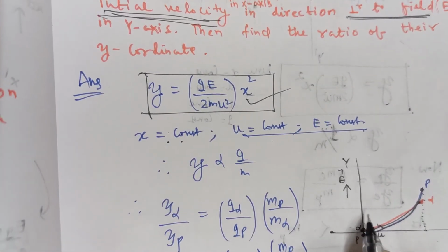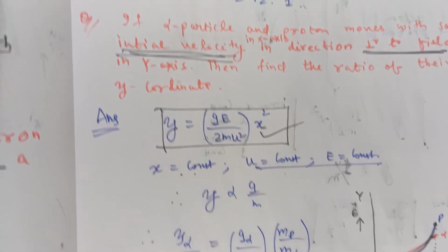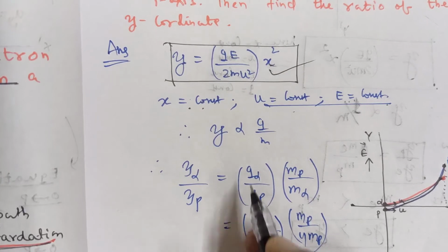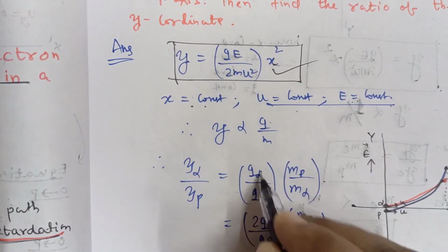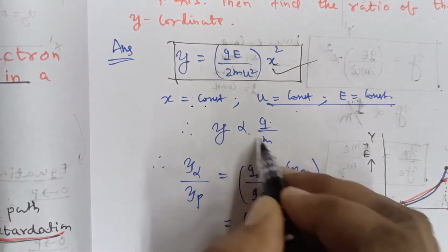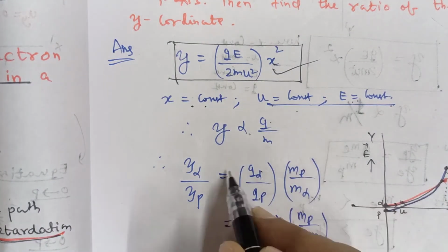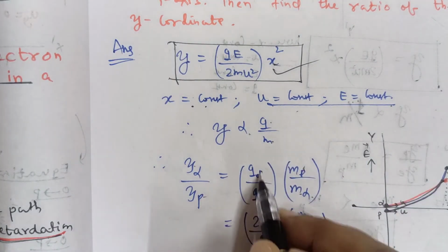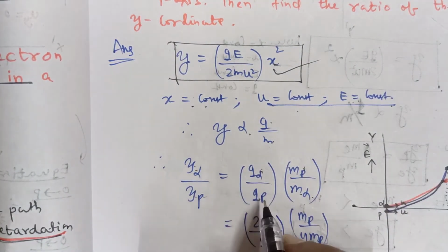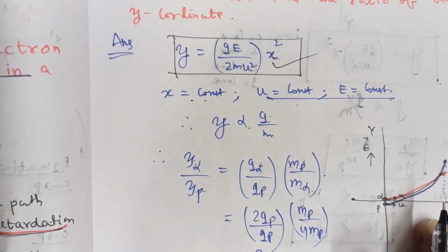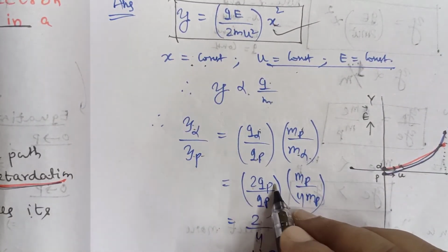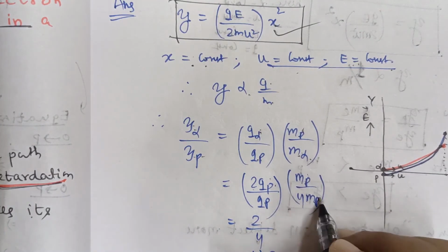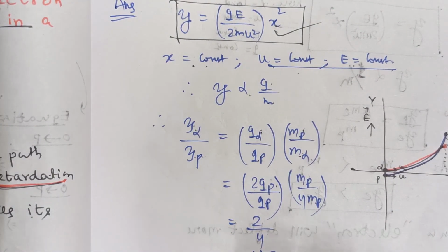Here we have to calculate the ratio for alpha and proton. First part is alpha, second part is proton, so y alpha by y proton is directly proportional to charge, q alpha by qp, and inversely proportional to mass, mp by m alpha. Mass is inverse, but charge is direct. Again you put the values: q alpha is equal to 2 qp, qp cancelled out; m alpha is equal to 4 mp, mp cancelled out. 2 by 4, that is 1:2.